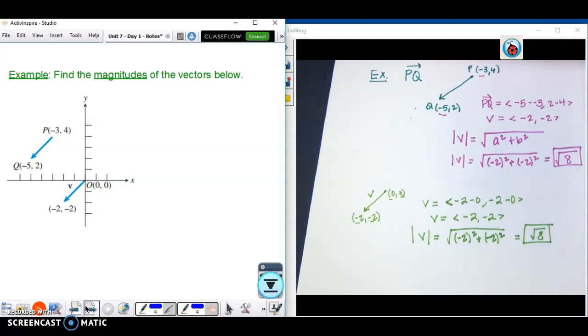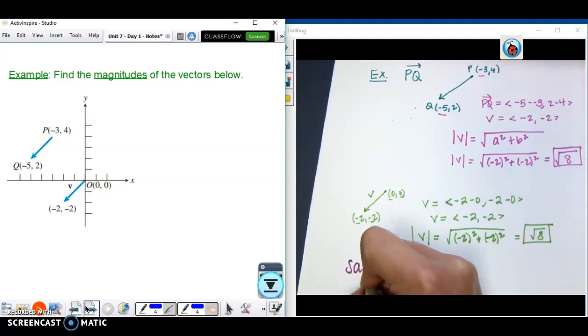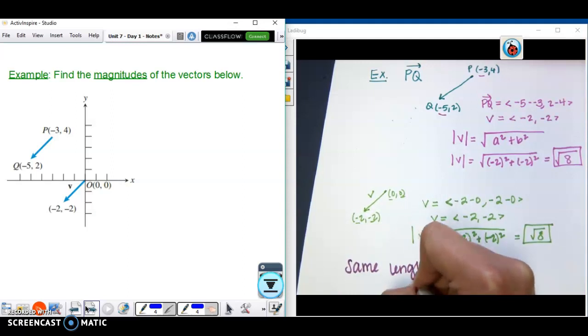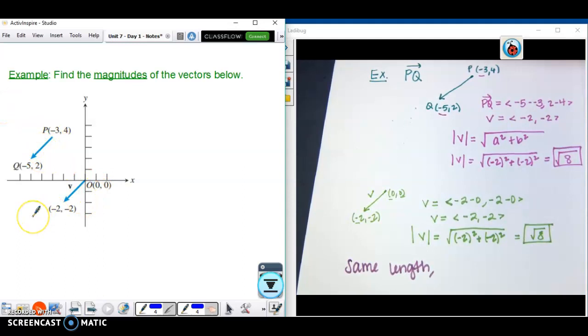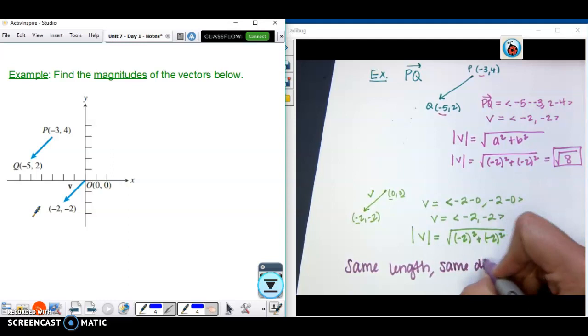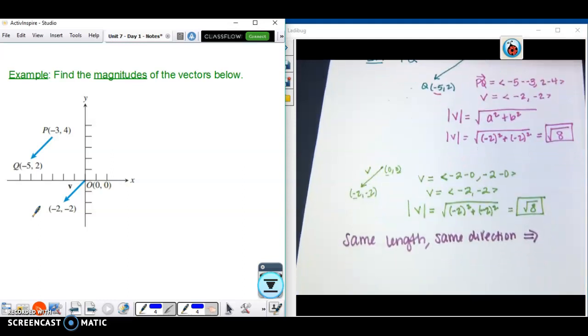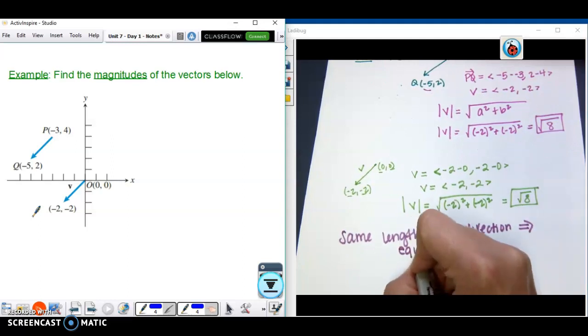We're going to mention this in the next slide, but something to look at here is that these have the same magnitude, which means they have the same length. So both of these vectors have the same length. Now remember, vectors have two components: they have the magnitude and they have direction. If you look at the actual vectors here, are they pointing in the same direction? Yes. So since they have the same length and the same direction, we refer to these as equivalent vectors.